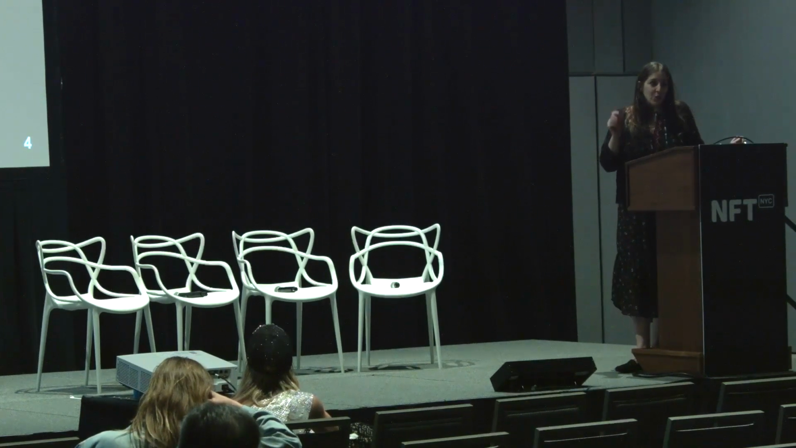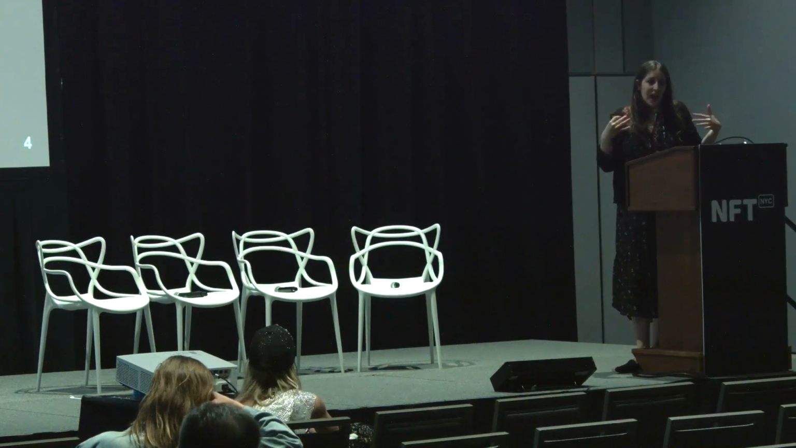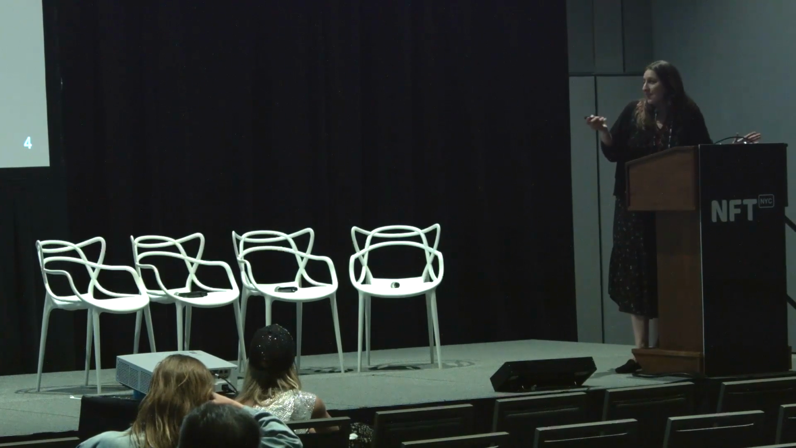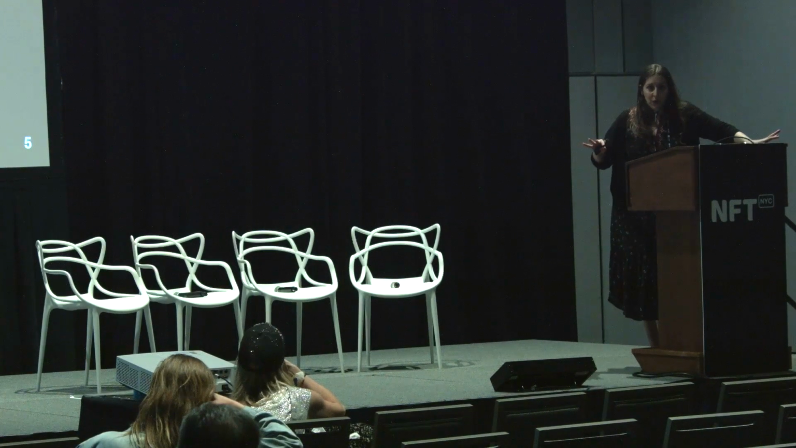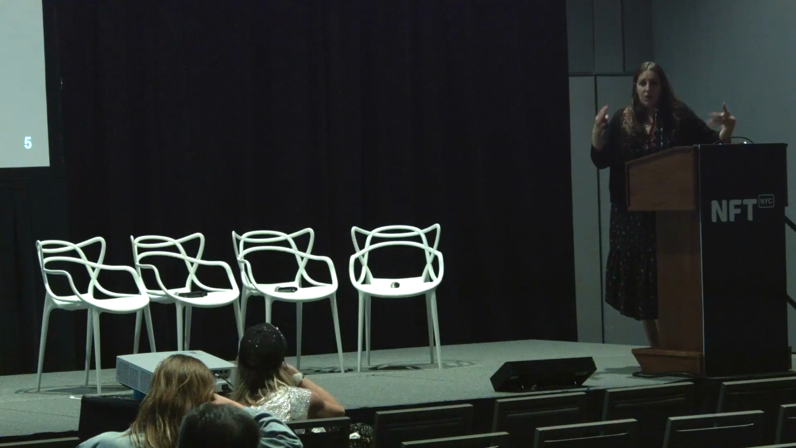MetaMask is a really easy to use crypto wallet and has a Google Chrome extension, so that's been the easiest for me as a beginner. Then you're going to use an NFT marketplace, or you're going to make a smart contract. This has been a really hard road to understand for me, so the easiest one is OpenSea.io. You pay a gas fee or you make it free and you're putting up your art. Super easy. People can find you online, you're sharing it.